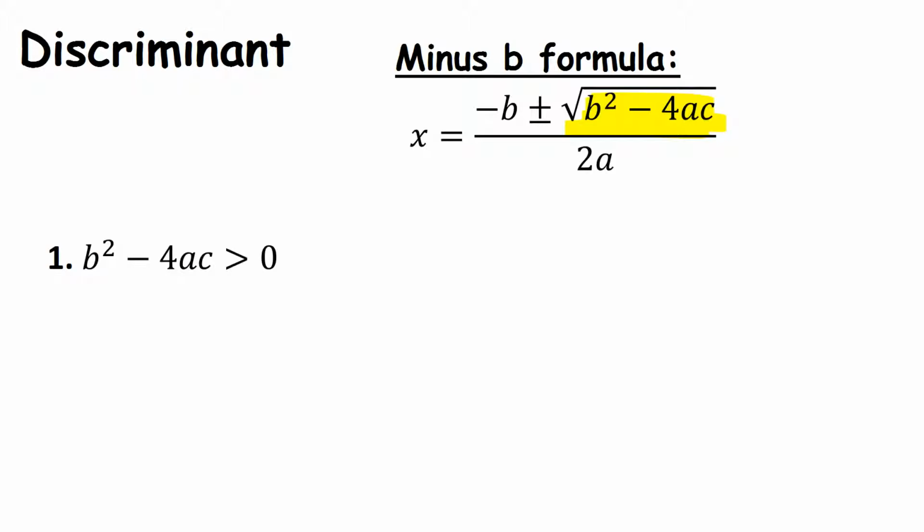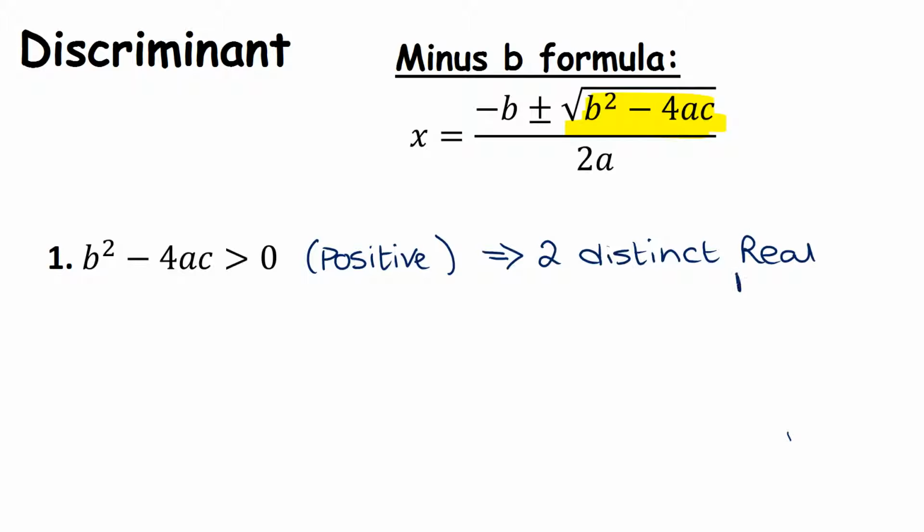So b squared minus 4ac greater than 0. So what does greater than 0 mean? Well, that means when it's positive, and we just talked about that. So when this bit is positive, we end up with two distinct real roots. What distinct means is different. So there are two different roots. You might get 3 and 4, but they're two different numbers.